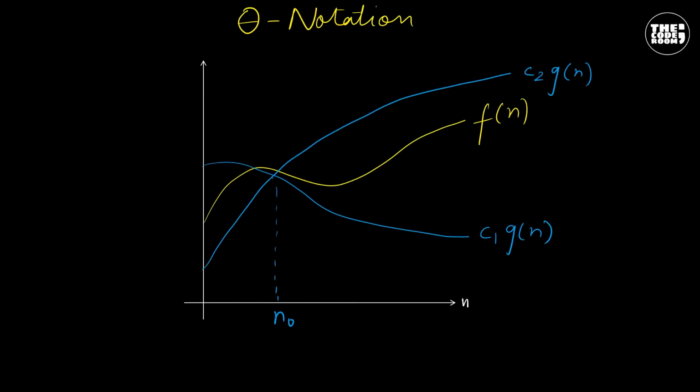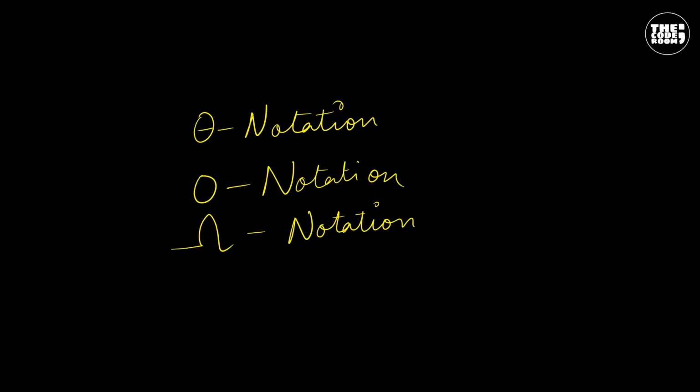This is the graphical representation of the theta notation. We have a function f of n, and for our f of n we have a function g of n such that c1 g of n is less than or equal to our f of n and c2 g of n is greater than or equal to our f of n for some values of n greater than or equal to n naught. Till now we have discussed the theta notation, the big O notation and the big omega notation.